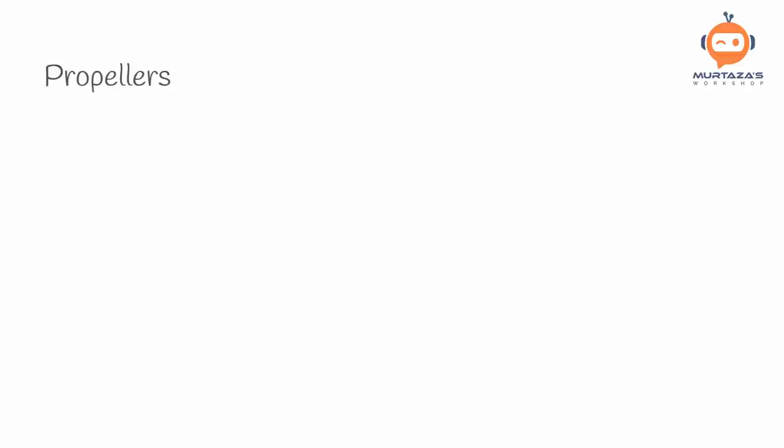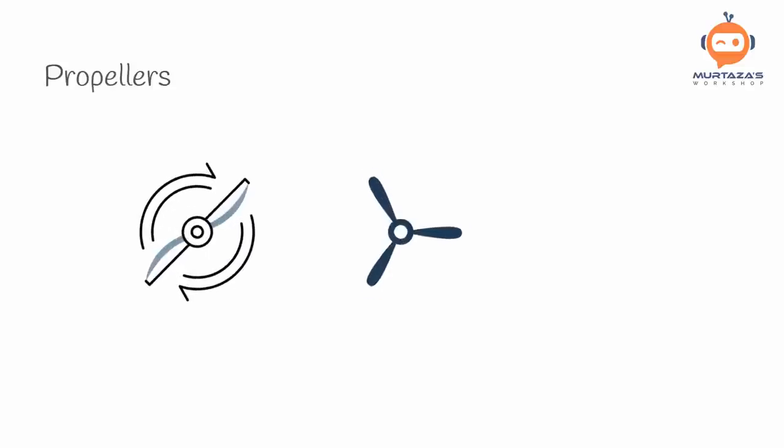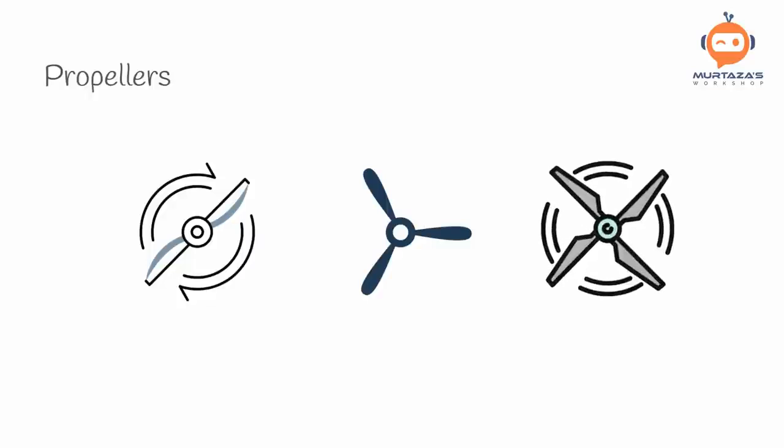Propellers can have multiple pairs of blades. The more blades you have, the more thrust it will generate, but the more inefficient they get.